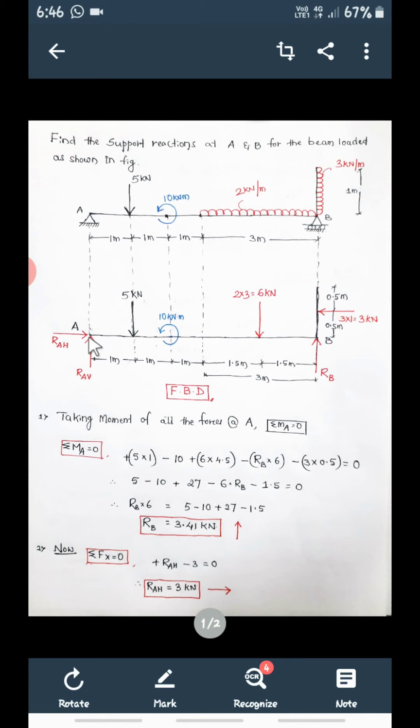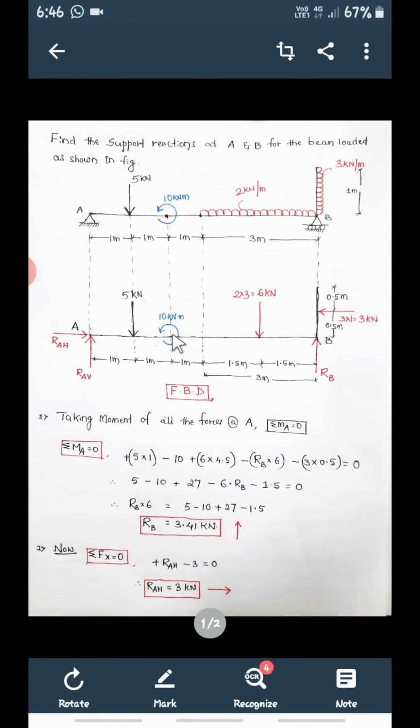So start with this reference point. The moment of these two will be 0 only because they will be acting at A only. Now let us consider 5 kilonewton. This 5 kilonewton force is going to produce clockwise moment with reference to A. So what is the perpendicular distance between this 5 and A? It is 1 meter. So plus 5 into 1, because it is clockwise, it is plus 5 into 1.